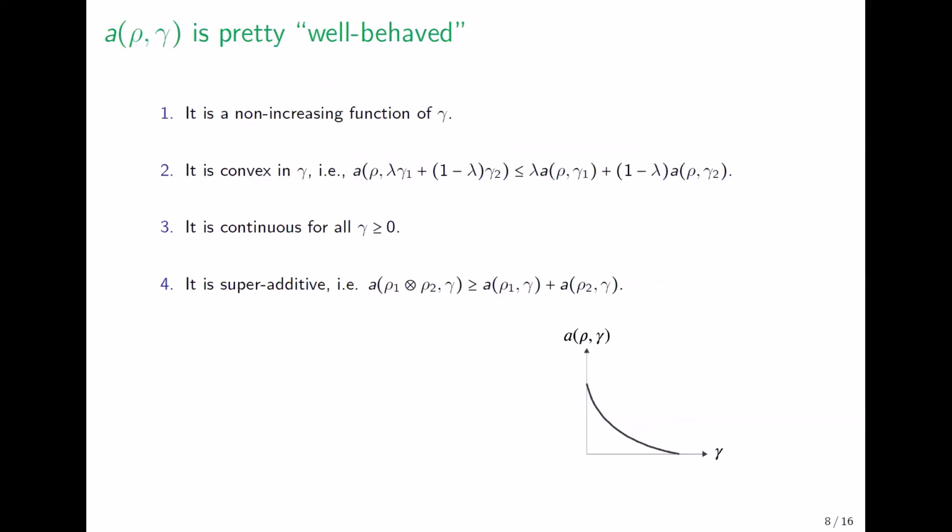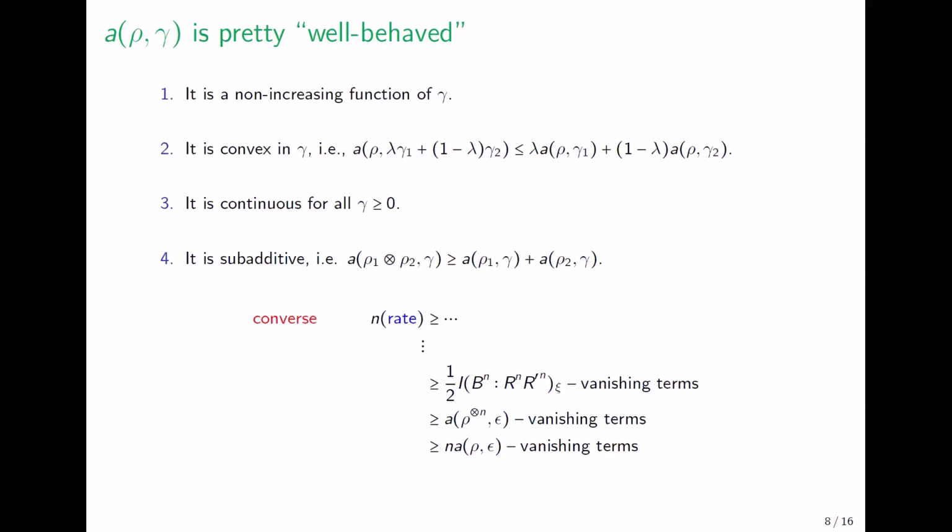The first functional is the governing function in the regime of the entanglement-assisted case. It is actually a very nice function. I draw it here for a given state. It's a function of this error gamma. As you can see, it's a convex function. It is non-increasing. At the point 0, it is continuous for all gamma bigger than or equal to 0. And it is also superadditive, which is a very nice property that we will use to singularize the rate.